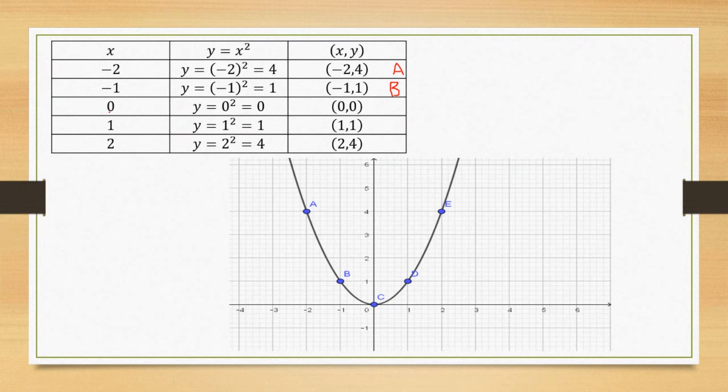When x is 0, you get 0 squared, which is 0. So because of that, what we get is point C, which is actually the origin. So the graph passes through the origin. When x is 1, you get D, because 1 squared is 1, so you're at this point. Finally, this is point E, because when x is 2, 2 squared is 4.